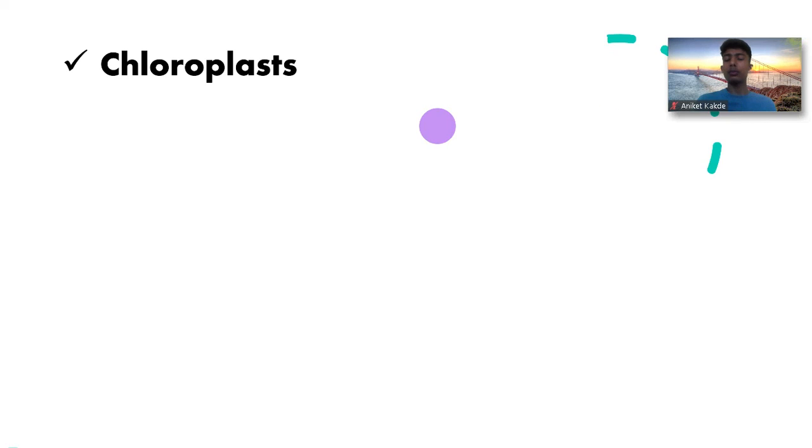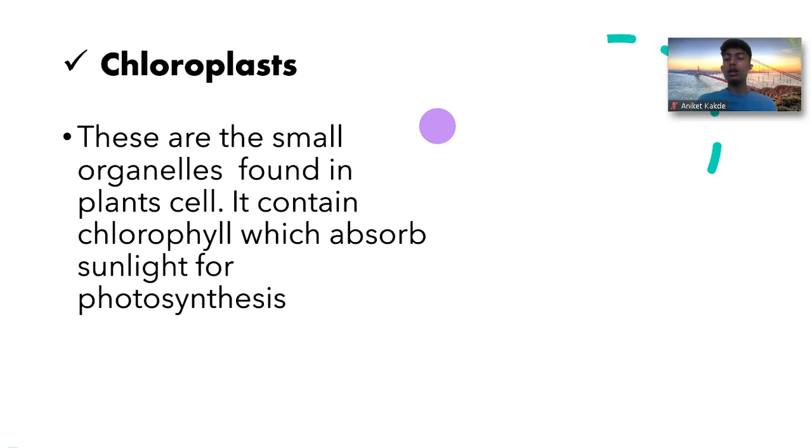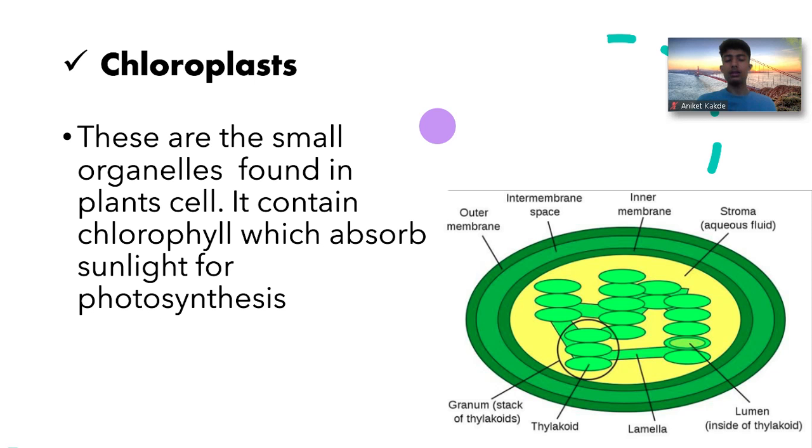Chloroplast, the second part. It is the main part of the leaf. There are small organelles found in the plant cell that contain chlorophyll, which absorbs sunlight for photosynthesis. It is the diagram.